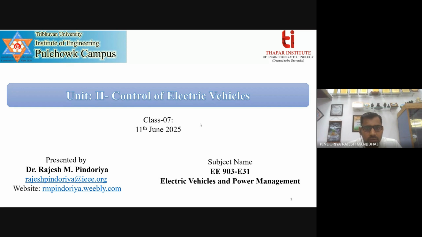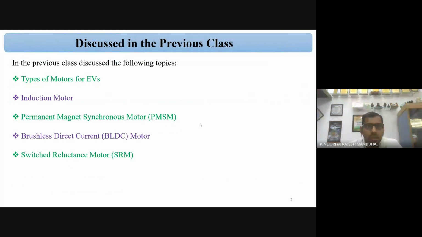So today we have the seventh class and second unit, that is the control of electric vehicles. In the previous class, we discussed the types of motor we can use for EV application. And then we started with the induction motor, the basic fundamentals. It was a revision of the induction motor as well as the DC motor, the fundamentals of electric motors. Then we discussed the overview of the permanent magnet synchronous motor, brushless DC motor and SRM motor.